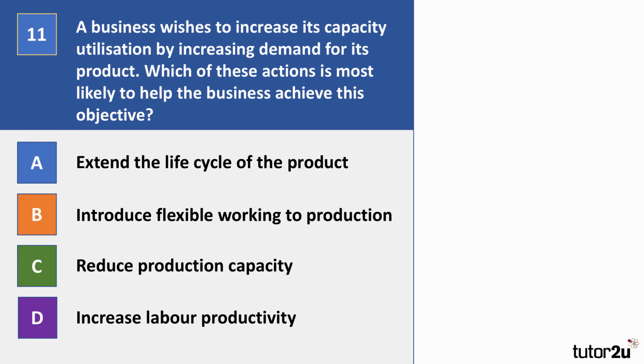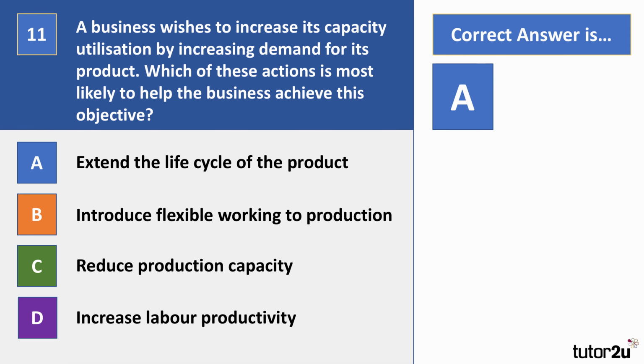So the context here is that the business wants to increase capacity utilisation by increasing demand. That's the situation. Well, the answer therefore must be A, extending the life cycle of the product, because that is an action which, if successful, will increase demand for the product. The other 3 are all ways of managing supply, not demand. So introducing flexible working, reducing capacity, and increasing labour productivity are not about increasing demand for the product. So the answer is A.